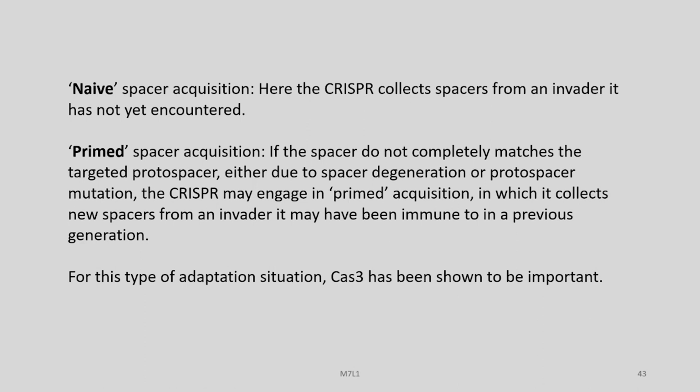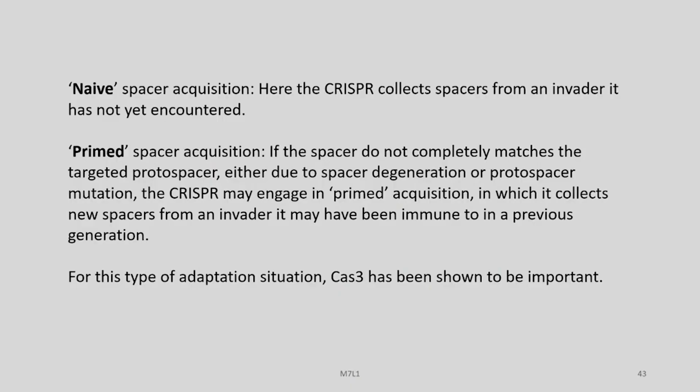Now, there are two kinds of spacer acquisition processes. One is the naive spacer acquisition, the other one is the primed spacer acquisition. In naive spacer acquisition, the CRISPR collects the spacers from an invader it has not yet encountered. This is some kind of a debut encounter, or the first time a virus attacks a bacteria, or a bacteria is exposed to a first-time attack of a particular strain of a virus.